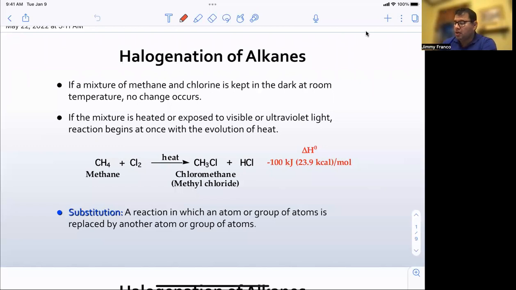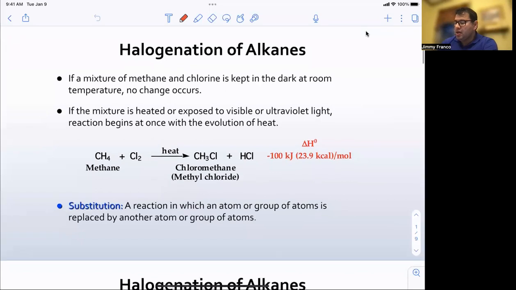The way this works is that you're going to take some carbon group and react it with a halogen. Typically, it's chlorine and bromine, but we'll talk about the other ones as well. And we've got to have something to kickstart the reaction. If you kept methane or any alkane and chlorine in a dark room, nothing happens. The mixtures just kind of go their separate ways.